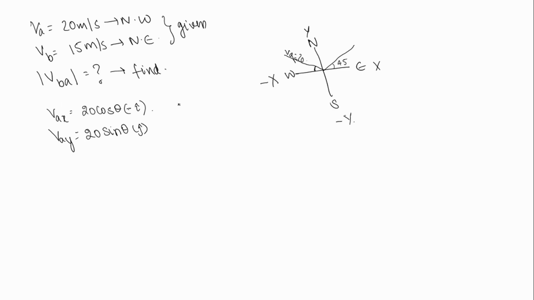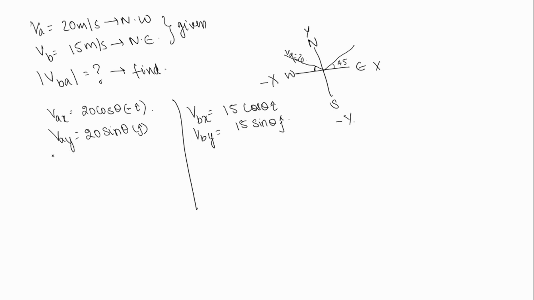Now the velocity of particle B in the x-axis is 15 cos theta i cap, because it is in the positive x-axis. The velocity of particle B in the y-axis is 15 sin theta j cap. It is in the positive y-axis.